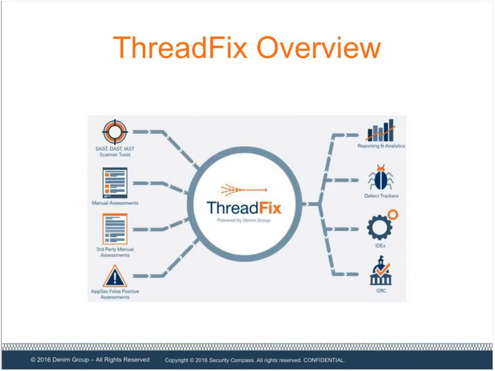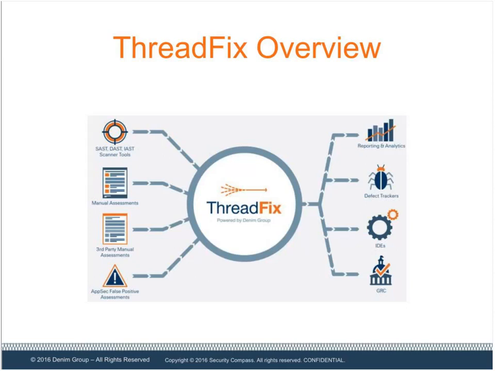Just to visually see how this works, again, you're doing testing with static testing, dynamic testing, interactive application security testing. You probably have, or hopefully in your organization you have, some program of manual assessments. Maybe you have third parties that are also doing testing and providing that data to you in Excel spreadsheets or something. You analyze those for false positives, and all that data gets centralized and correlated in ThreadFix, giving you a single unified view of the vulnerabilities that have been identified.